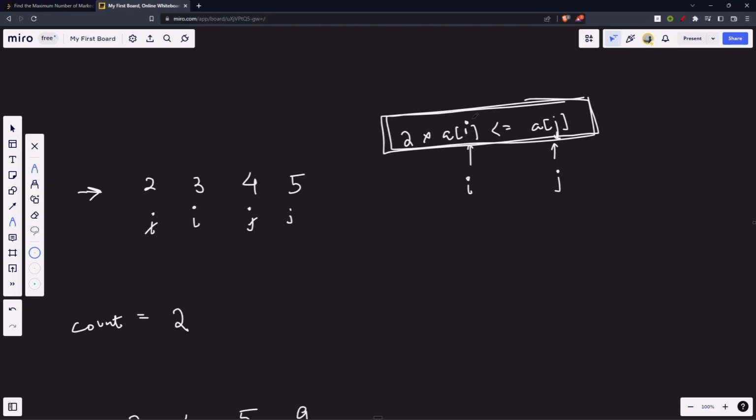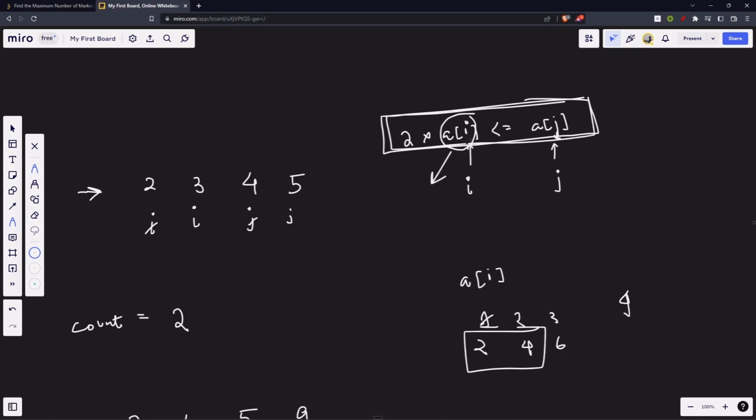If we minimize this value as much as possible, then the chance of satisfying this condition increases, right? Say a of i is 1, and a of j is 4. i into 2 is 2. Let's say i increases to 2, then 2 into 2 is 4. Condition satisfied. 3 into 2 is 6. No more satisfied. We had two values, right?